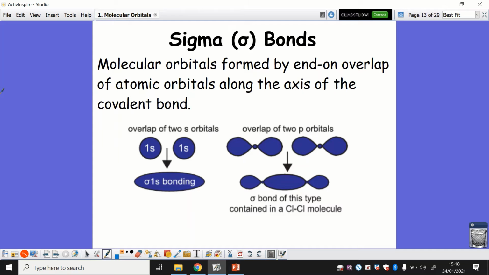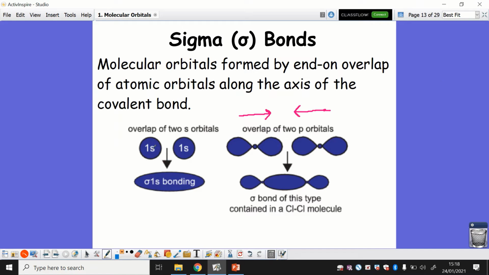So let's start looking at these sigma bonds. Sigma bonds arise when two atomic orbitals form end-on. By end-on, I mean horizontally, like this. If we were in class, I'd be doing a lot of hand waving and all sorts of stuff, but we're not. So you'll have to make do with my arrows. They are orbitals formed by end-on overlap along the axis of a covalent bond.